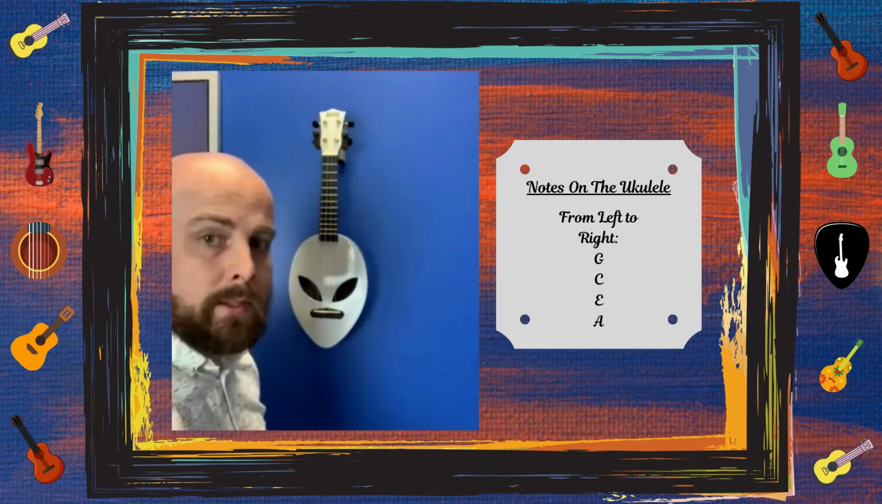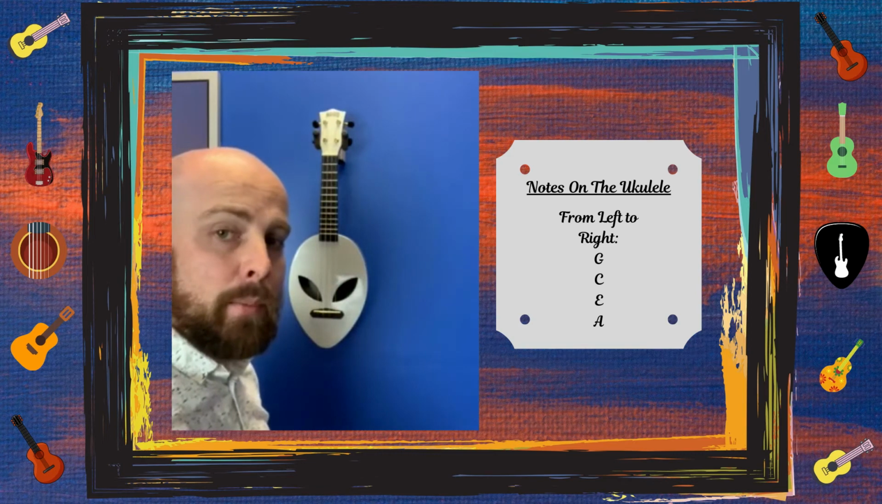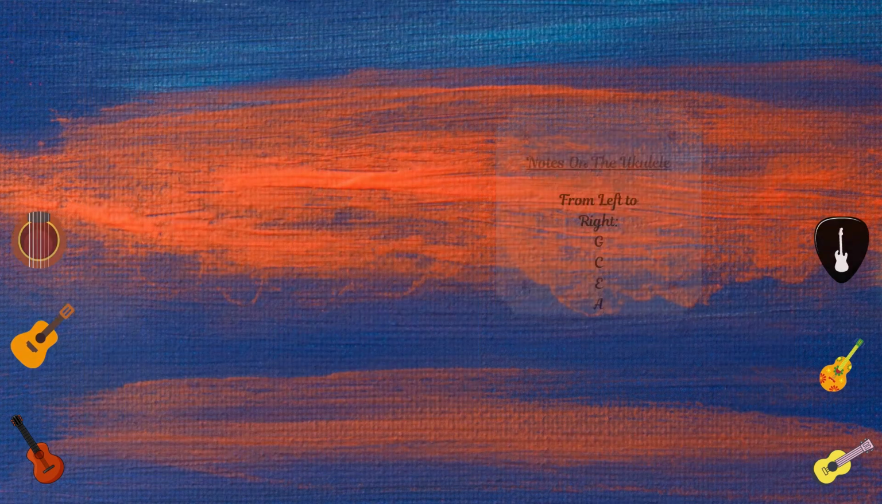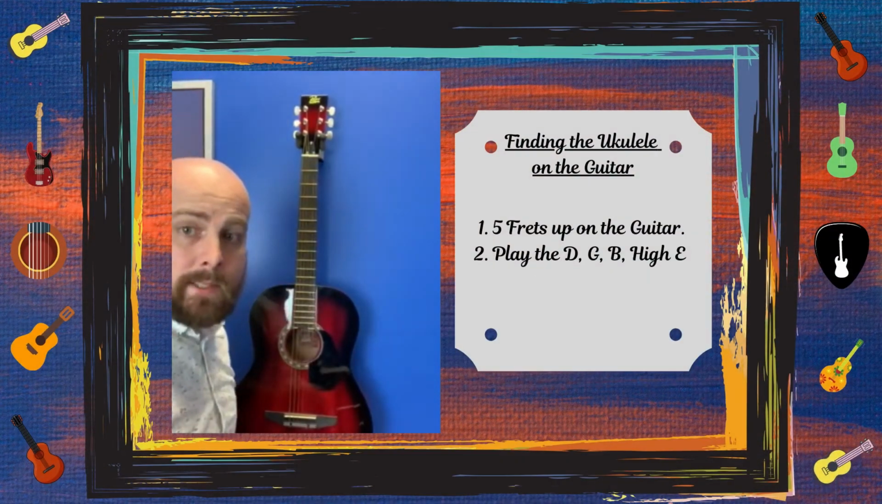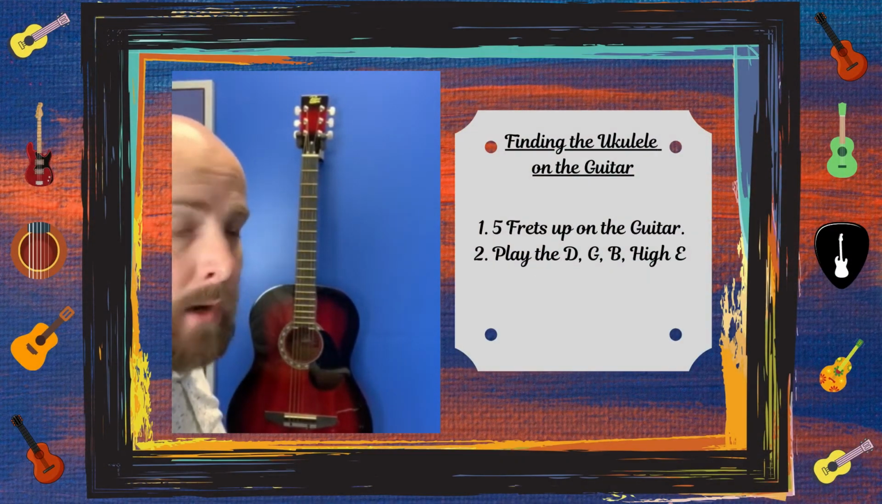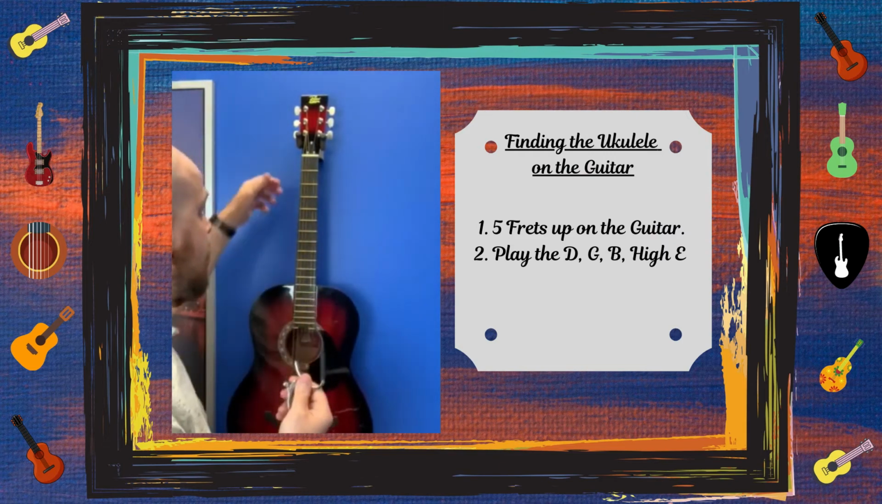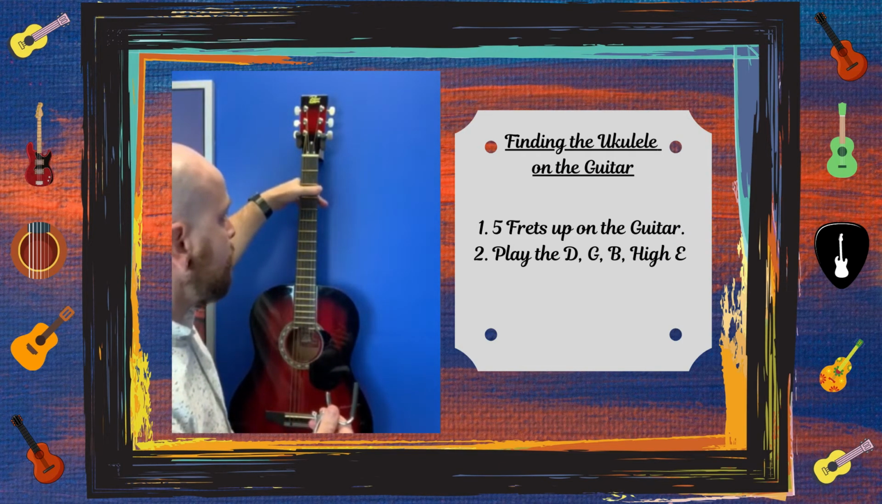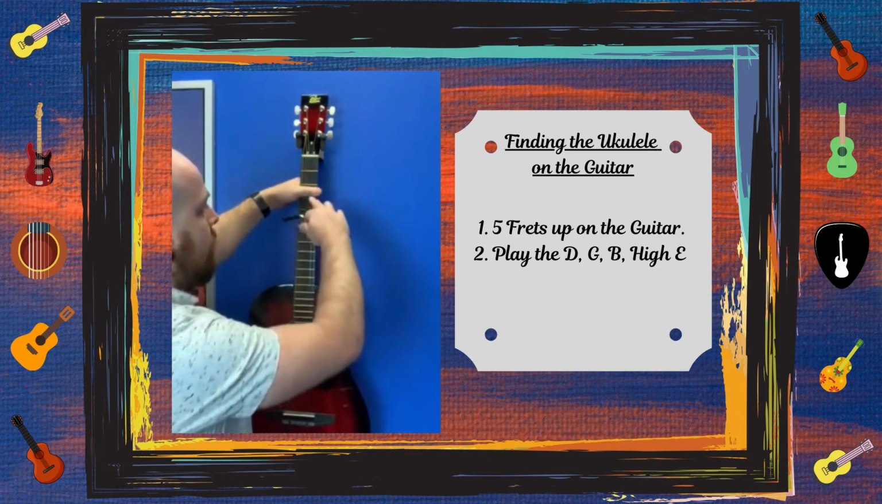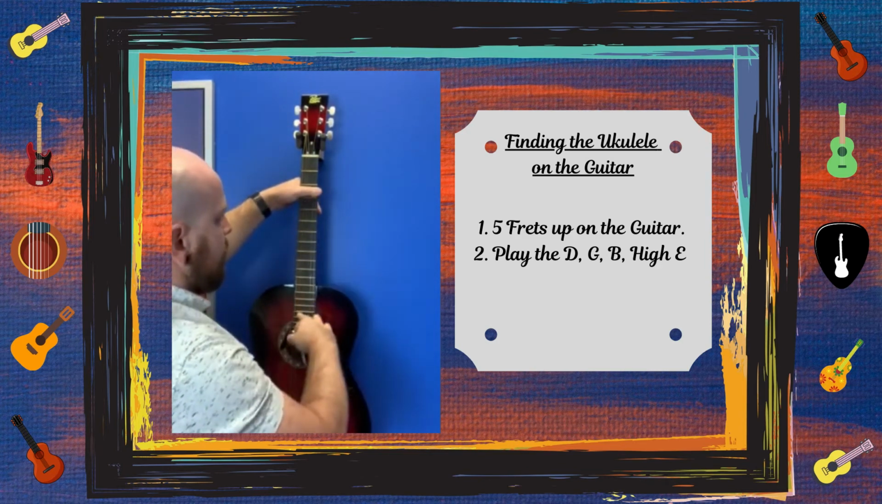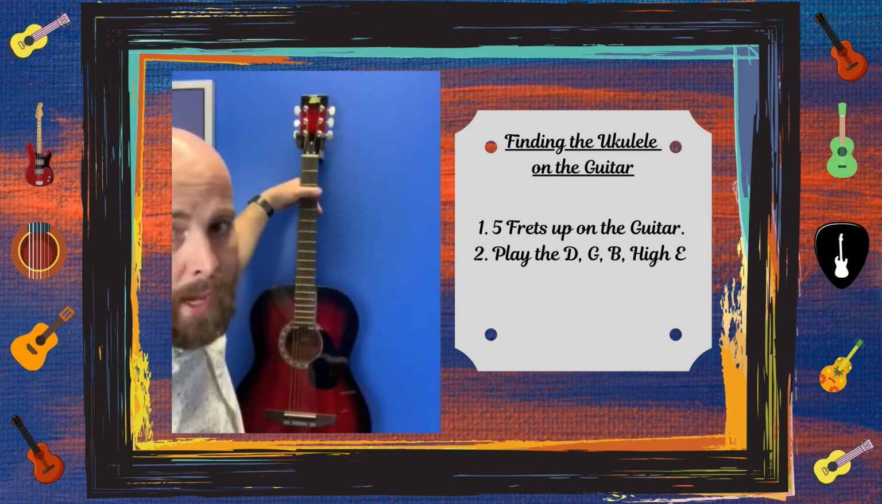Fun fact about the ukulele, it is actually a part of the guitar. You can find the exact notes on a well-tuned guitar. All right, check this out. This is where we're going to find the ukulele on the guitar. So we're going to take this. This is called a capo. What that does is it mutes the strings. Anything below is going to ring, anything above will not produce a sound.